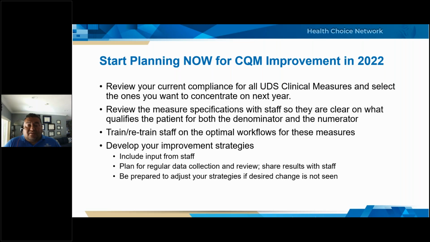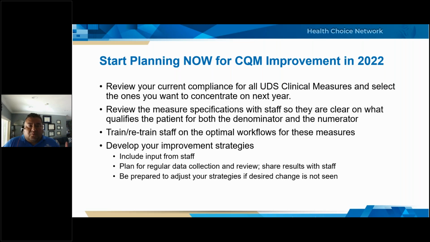Another important thing to do is to review the measure specifications with your staff so that everybody's clear and on the same page on what qualifies the patient for both the denominator and the numerator. Training and retraining of staff on the optimal workflows for these measures is very important. As we've seen in the past couple of years, there have been minor tweaks to workflows along the way that have impacted the quality measures, and it's very important that we train our staff on the proper workflows. Developing your improvement strategies, including input from your staff.